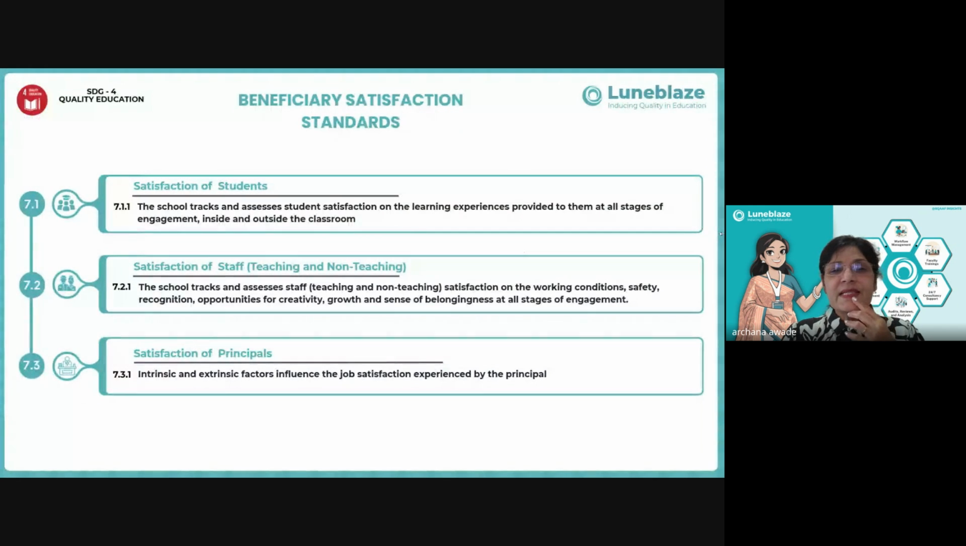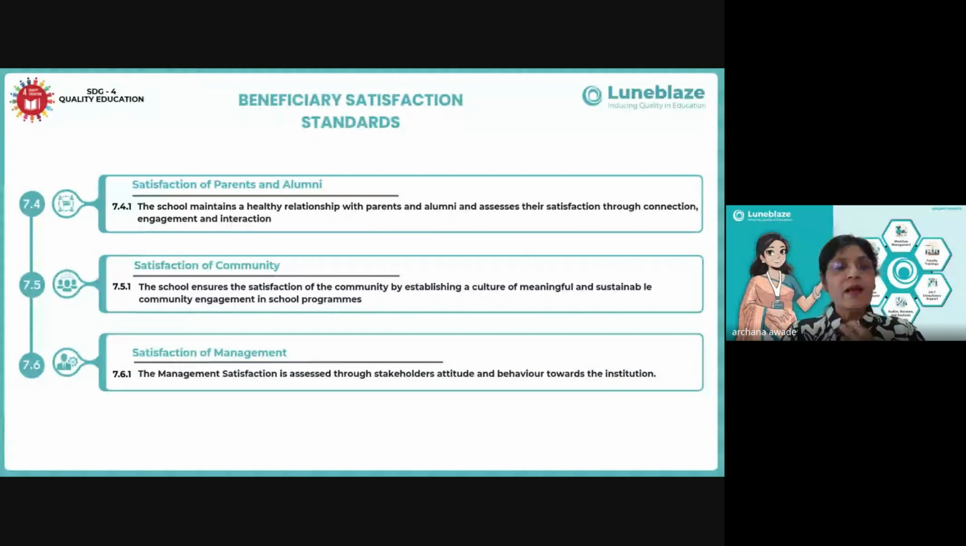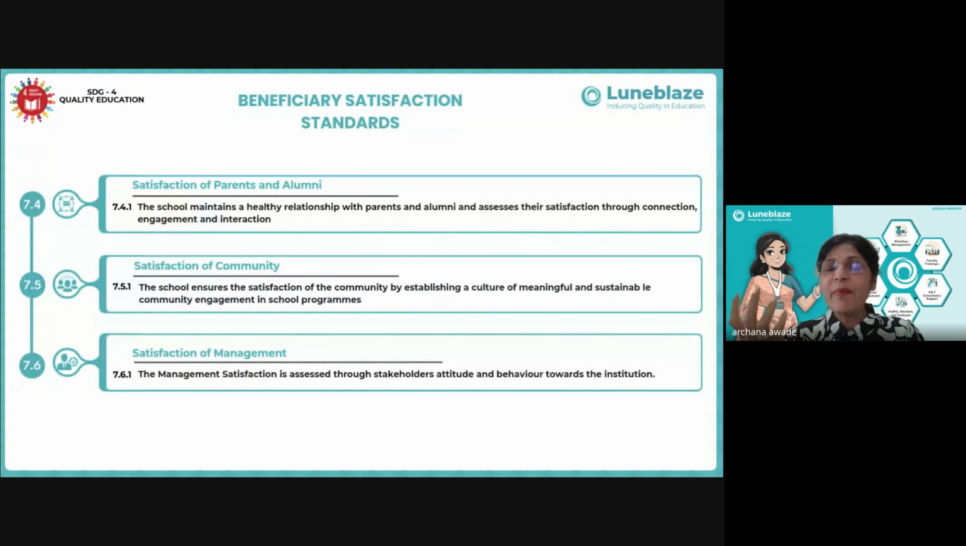Next is the beneficiary satisfaction, which also extends to the parents, the alumni, the community, and also the management. So this group also shapes the school's reputation, growth, and sustainability. Let us look at how their satisfaction is assessed.